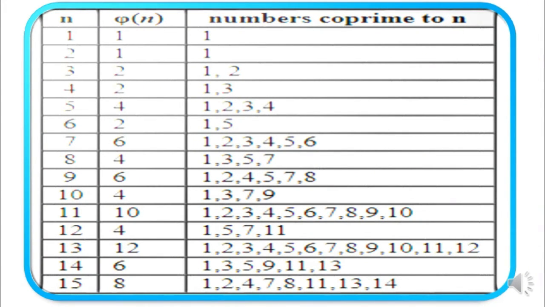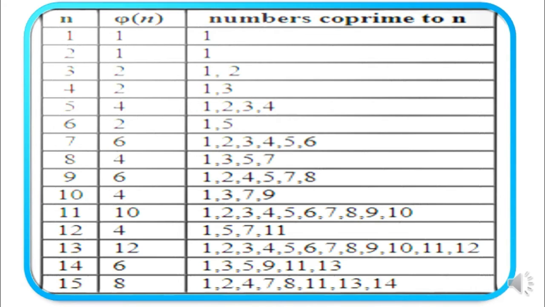On the table, the following table shows the function values for the first several natural numbers, which are 1, 2, 3, 4, 5, 6, 7, 8, 9, up to 15.